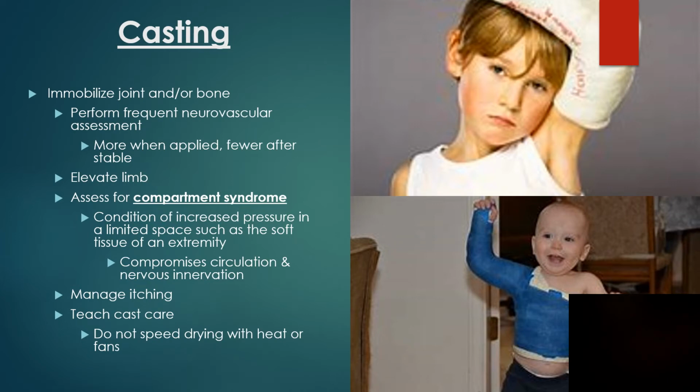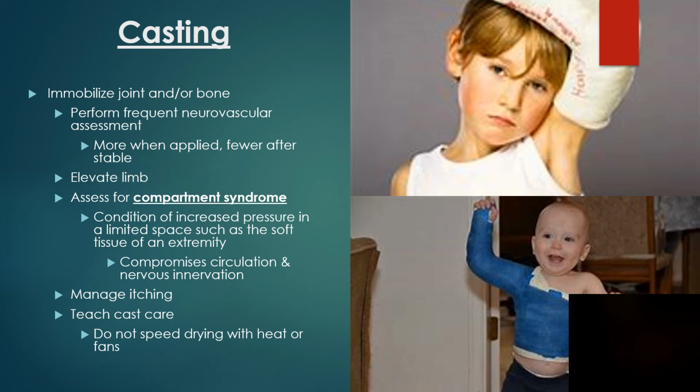There are certain things that we need to remember to do with casting. We need to perform frequent neurovascular checks, and that is done more frequently in the beginning, and we can back off a little bit after the child is deemed stable. But that initial phase where we've put the cast on and there could be swelling in that limb, it's important to watch for circulation. We need to be looking at capillary refill, color, warmth, etc. in that area. We need to elevate the limb as much as possible and assess for compartment syndrome.